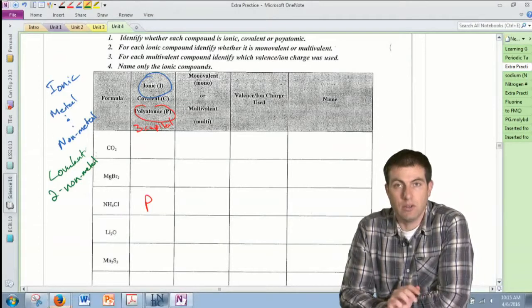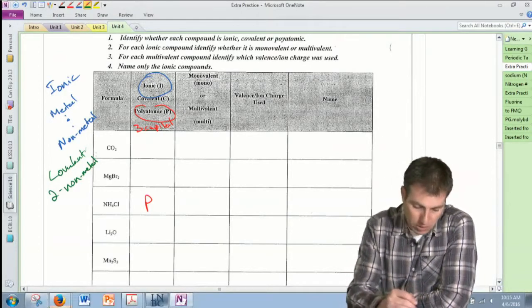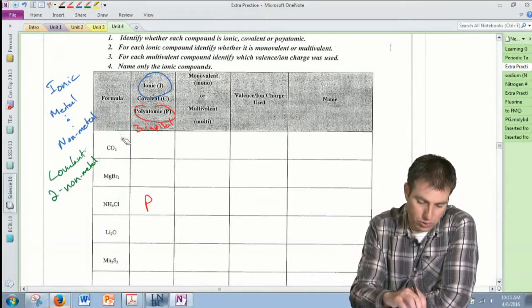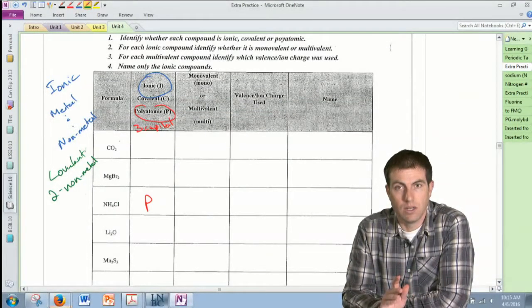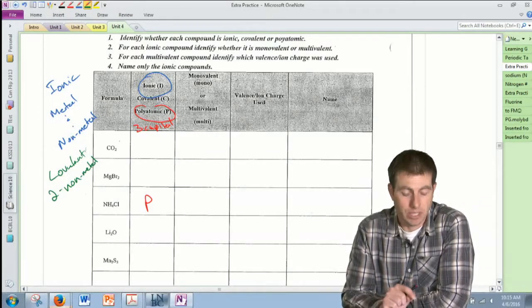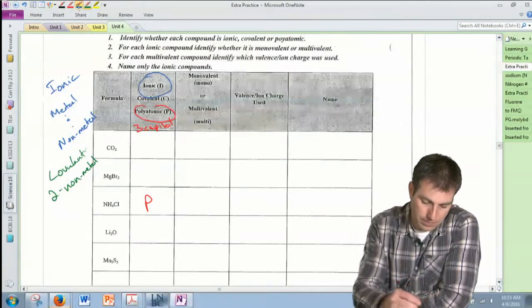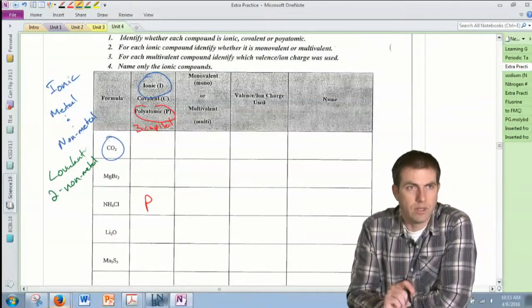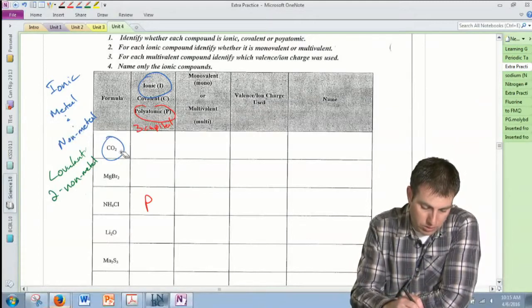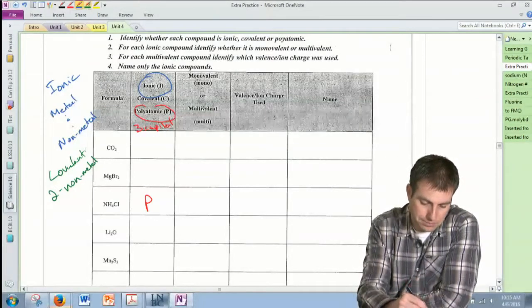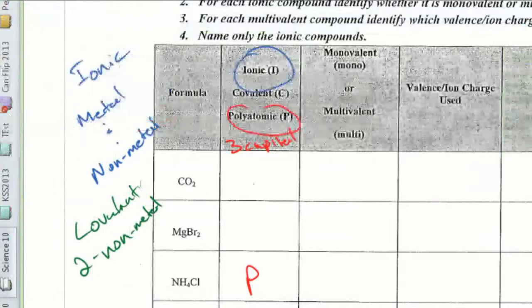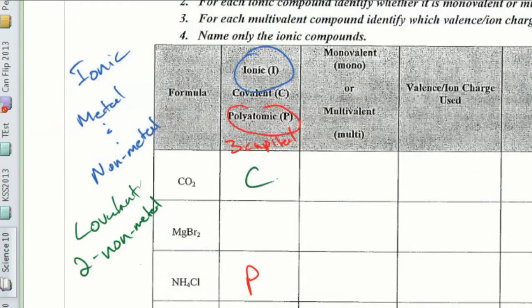So if my chemical formulas that are listed here, this whole first column, if I can find a metal, that makes it automatically ionic. If there's no metal, it's covalent. So this first one, C and O. Carbon, is that a metal or a nonmetal? Oxygen, metal, nonmetal. Those are 2 nonmetals. So carbon, oxygen, both nonmetals, that makes us covalent.